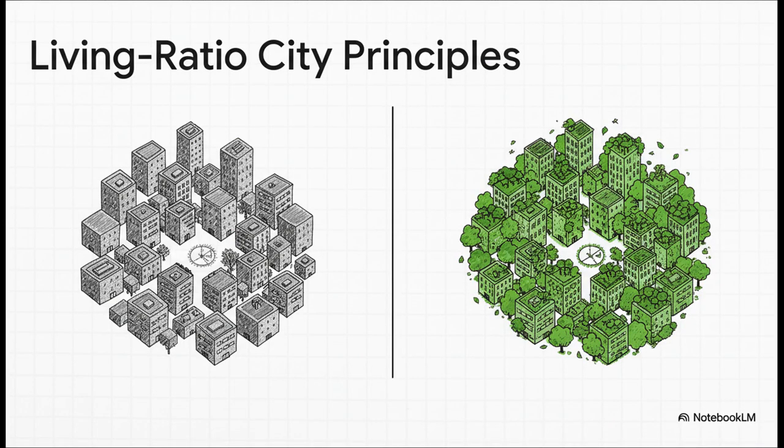And all of this leads to a blueprint for what the theory calls a living ratio city. The whole idea is to design our cities with balance as the fundamental law. Growth would follow natural Fibonacci patterns, circular designs would foster community, but the most important rule, the one that underpins it all, is this. For every single square foot of built surface, of concrete, there must be an equal corresponding surface of living green space.